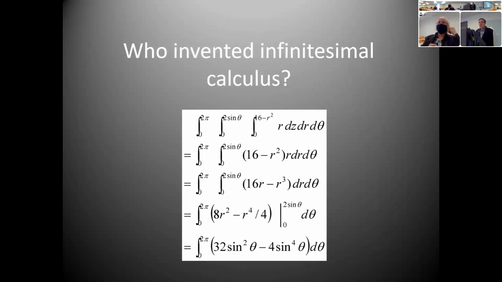Okay. Who invented infinitesimal calculus? Leibniz, right? Yeah, right. Yeah, please come up here. I'm glad you did it in that order because most people say Newton first, but Leibniz actually had more impact.